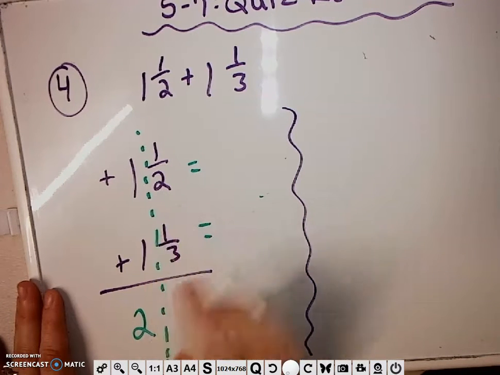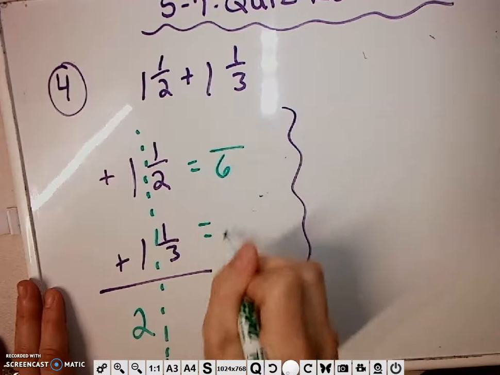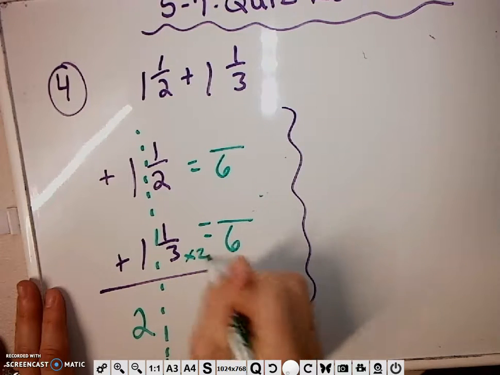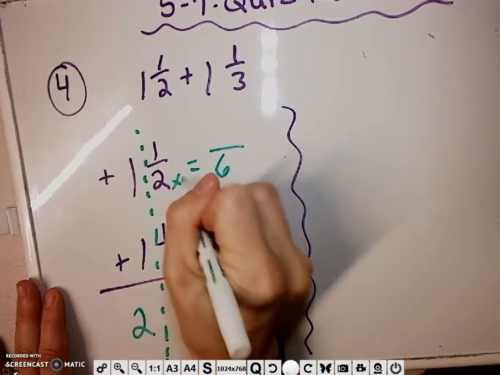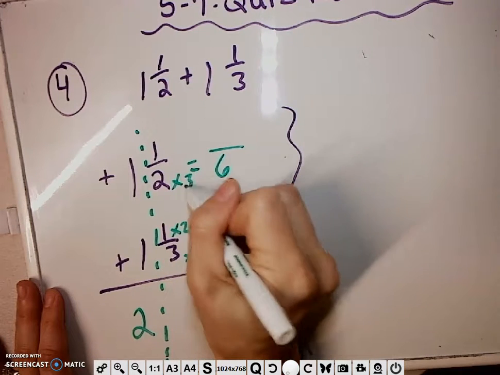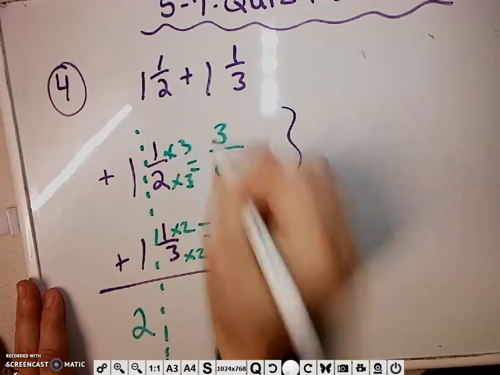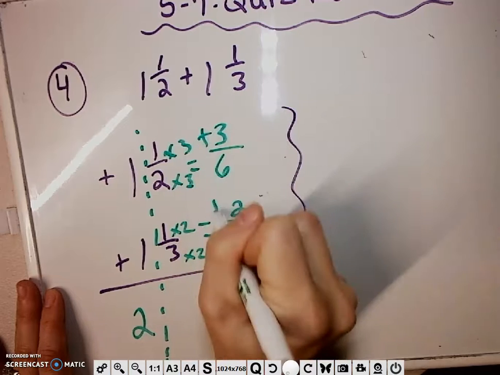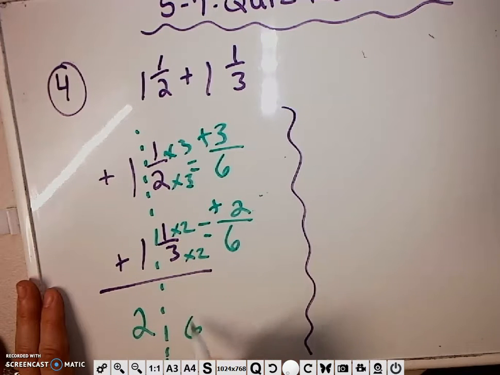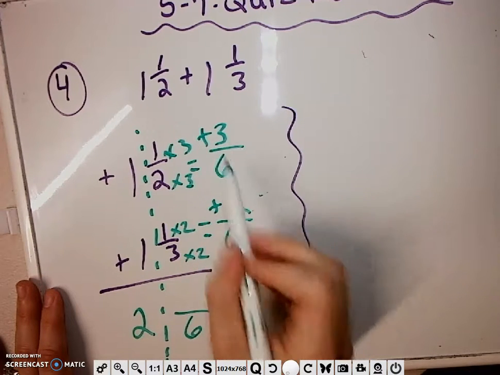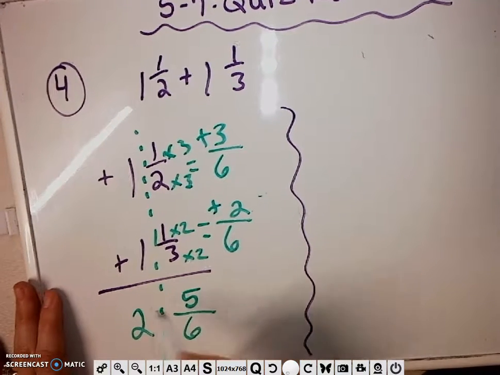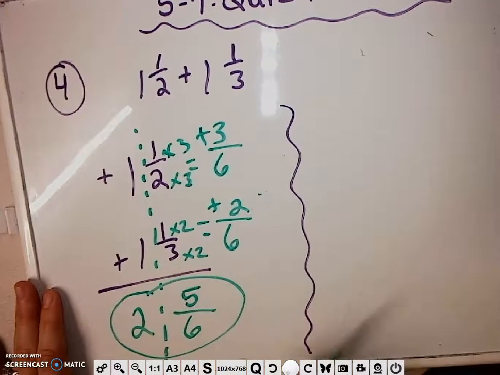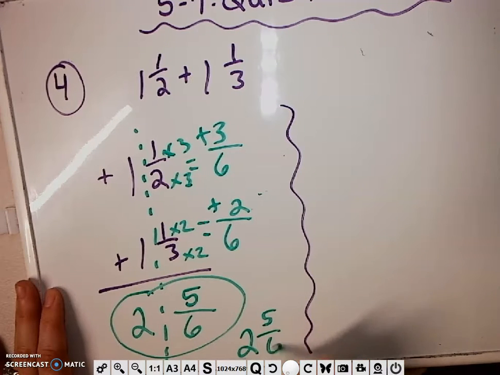3 and 2 have a common denominator of 6. 3 times 2 gives me 6, so 1 times 2 gives me 2. 2 times 3 gives me 6. Oops, so 1 times 3 gives me 3. These are both positive, so I keep my denominator and I add my numerators. 3 plus 2 gives me 5. So my answer here is 2 and 5/6. If I have 2 and I add 5/6, I get 2 and 5/6.